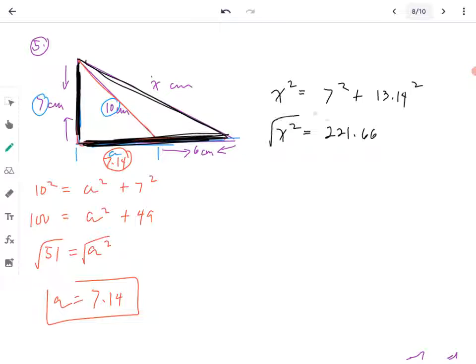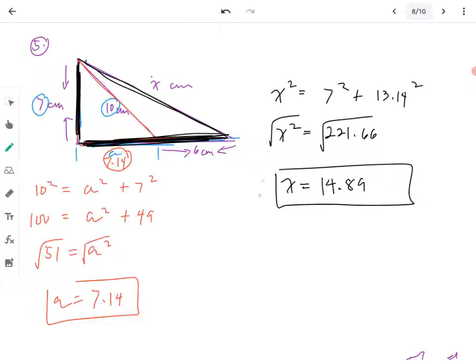Taking the square root of both sides so that we can solve for x, we have 14.89. Since this is a side measure, it's just 7 cm. So that is the measure of x.